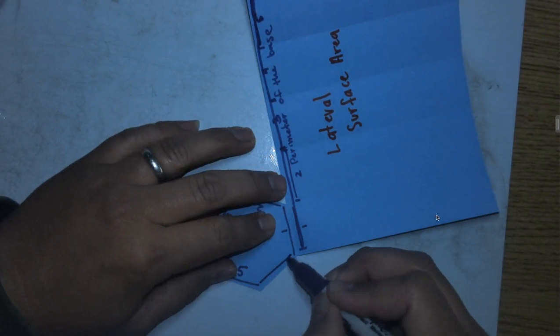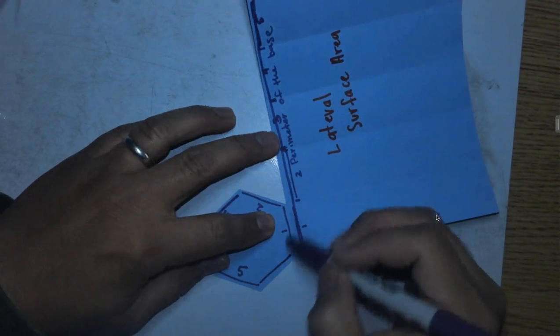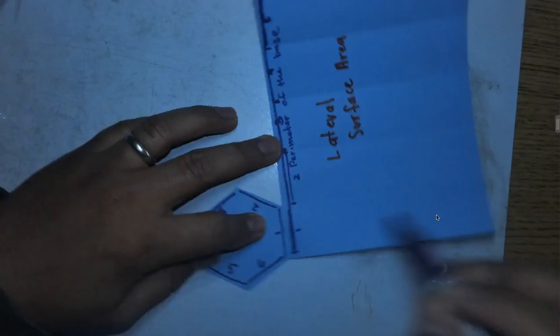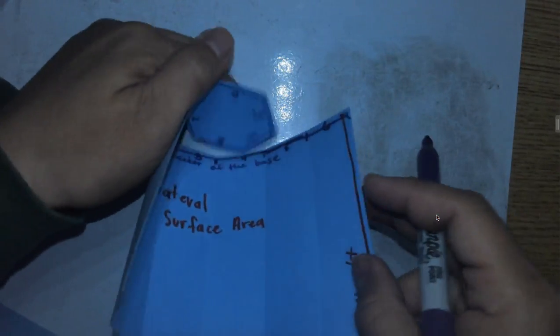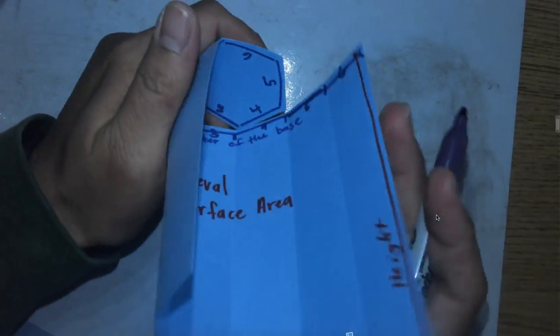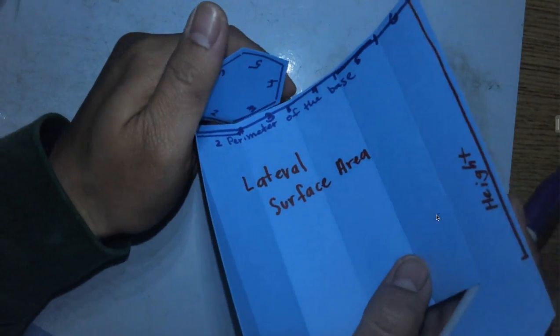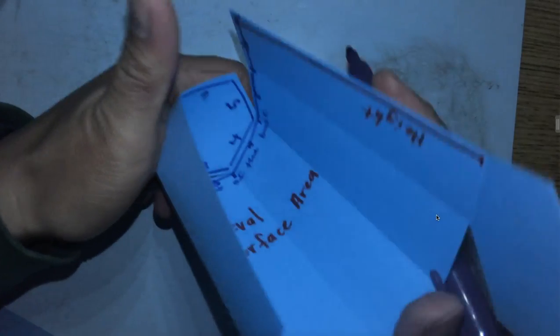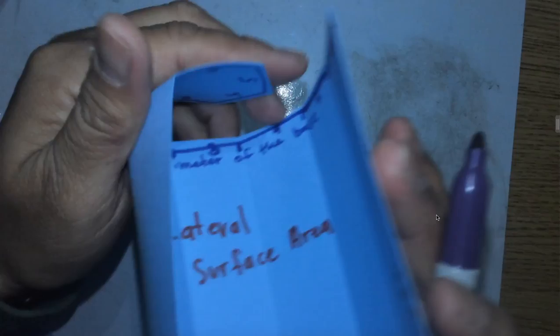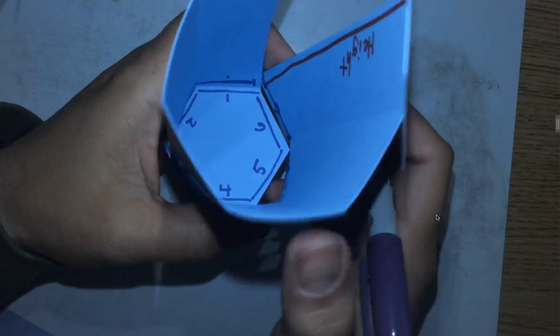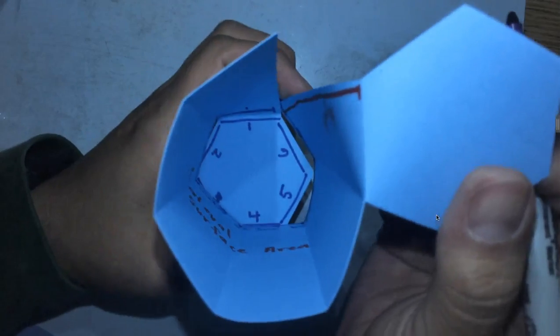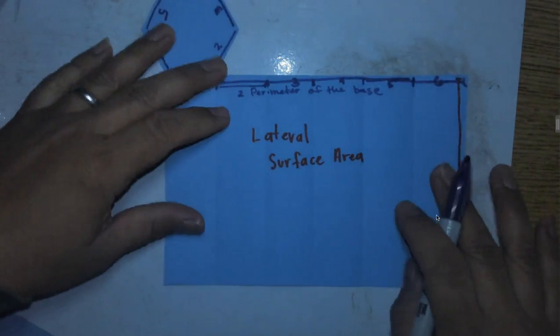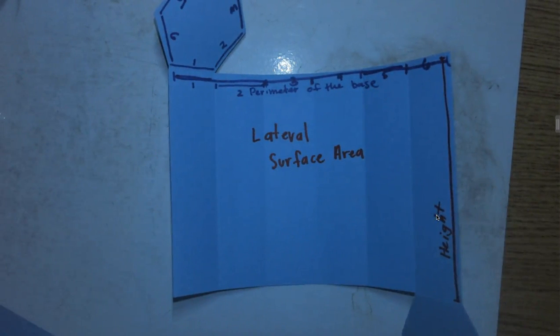So when I wrap this base around the lateral surface area, they'll match up. 2, 3 to 3, 4 to 4, 5 to 5. It's kind of hard to see. And then 6 to 6. It'd be almost impossible to see unless you look inside. There you go, that works. 6 to 6.